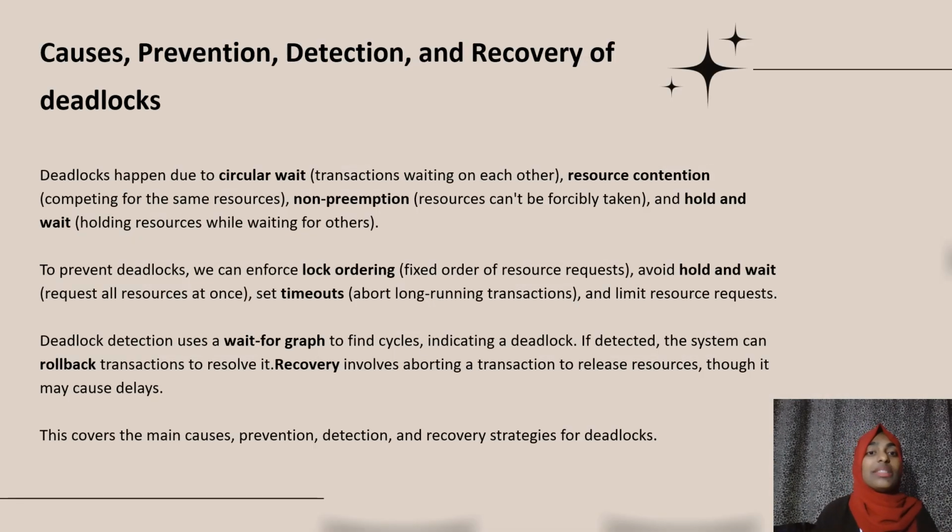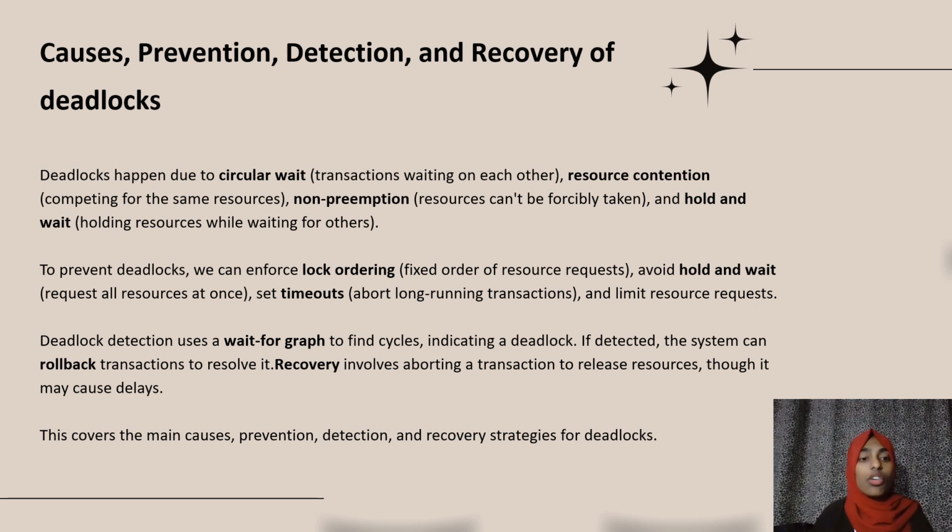And some of the causes, prevention, detection, and recovery of deadlocks. Deadlocks happen due to circular wait, resource contention, non-preemption, and the last one is hold and wait. Here, circular wait means the transactions are waiting on each other, resource contention means competing for the same resource, and non-preemption means the resources cannot be forcefully taken from the transactions.